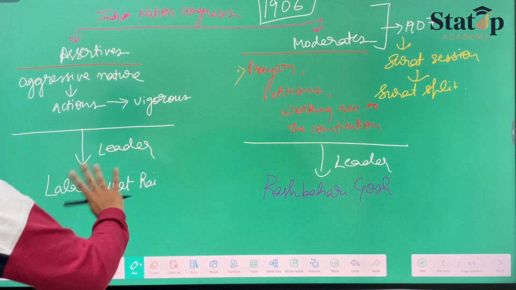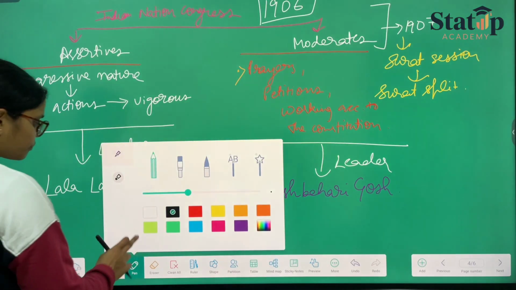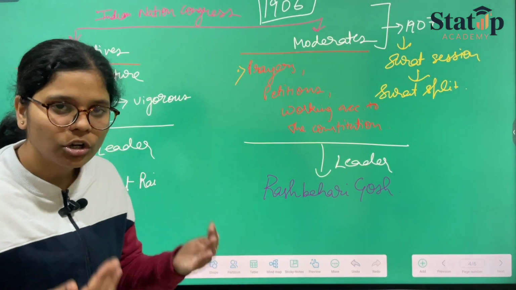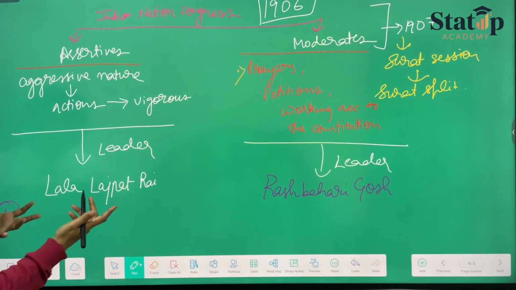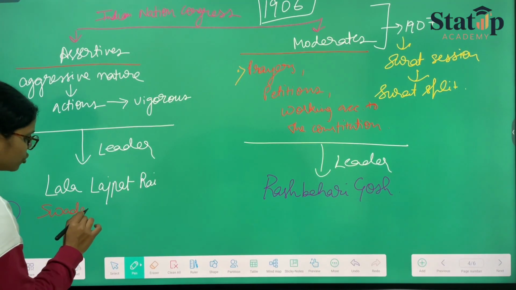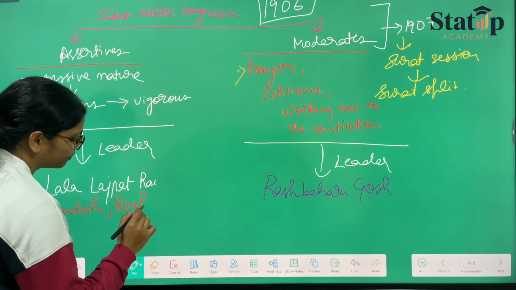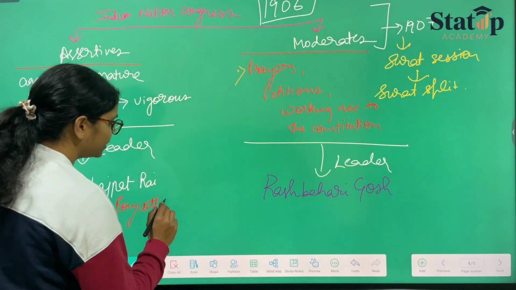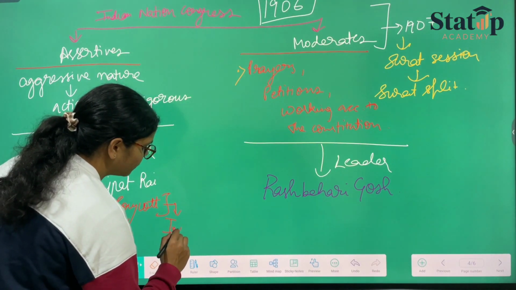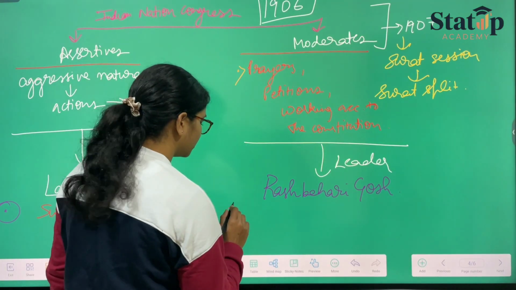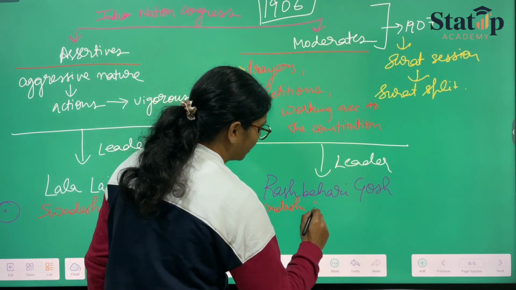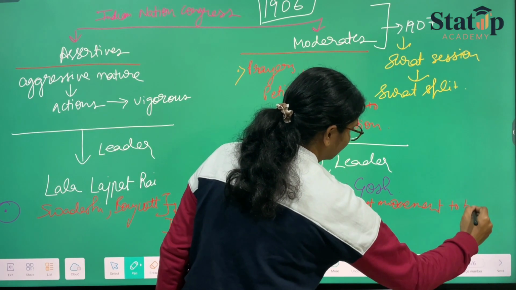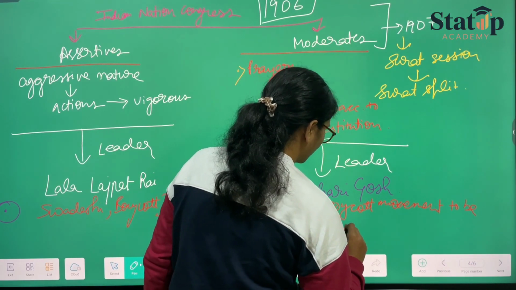This was the major reason for the leaders. And another reason that you can also mention while writing your answer is that they wanted the anti-partition movement, which included the Swadeshi and boycott movement, to be launched in India, and what they wanted was that the Swadeshi and boycott movement be limited only to Bengal.